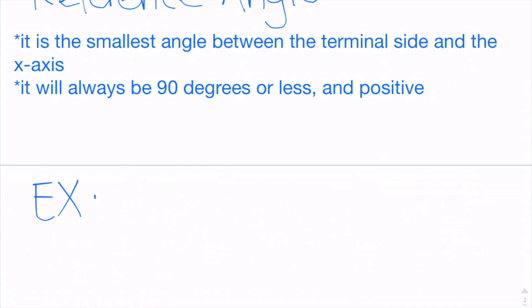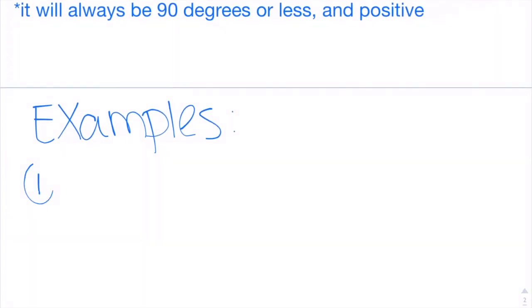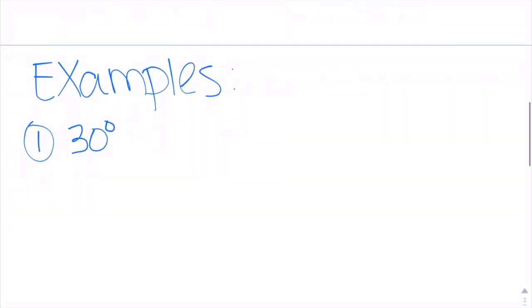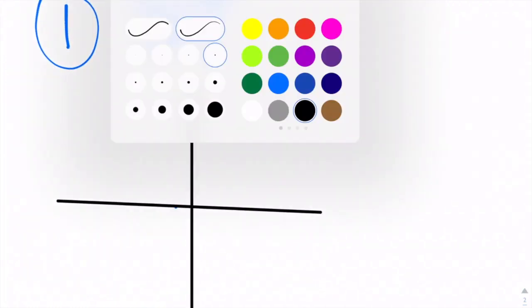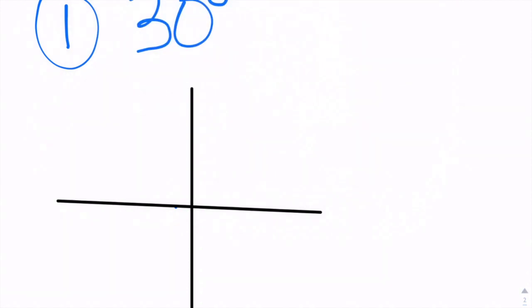So now let's do some examples. And so the first example is if we want to find the reference angle of 30 degrees. So the first thing you're going to want to do is draw a 30-degree angle. And since we just learned how to do that, that should be kind of easy. So a 30-degree angle is going to end somewhere around here. Remember, it always starts down here. And so this angle measures 30 degrees.